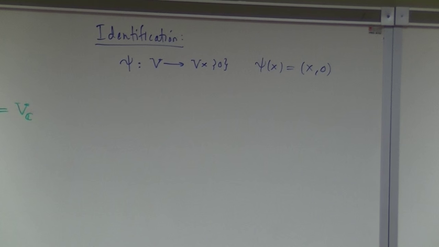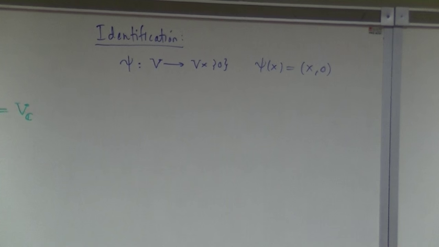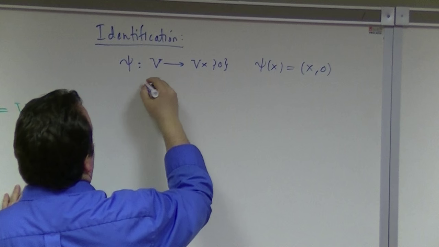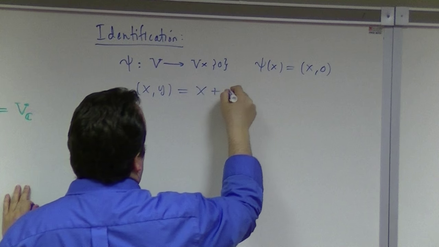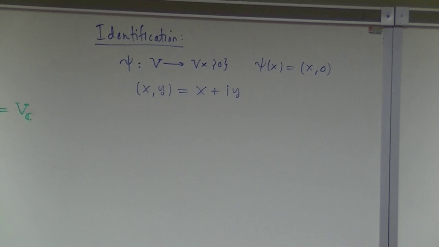You could start writing psi of x everywhere, but what people do in practice is they don't write that. They say something like this: we're going to identify x comma y with x plus iy. Now, are those things equal? Not really. If you say they're equal, basically you're hiding the isomorphism.